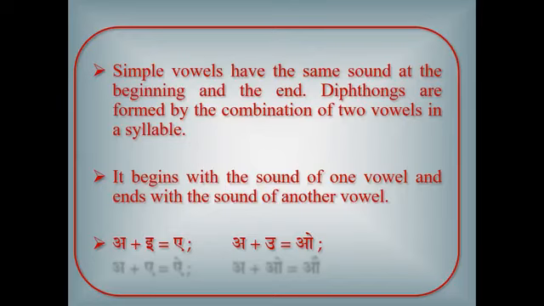So, for the pronunciation of the sound O, since it involves a combination of two sounds, it has different places of pronunciation. Beginning has got one place, ending has got another place. Therefore, O is also a conjunct vowel. So A, O, similarly I and O.